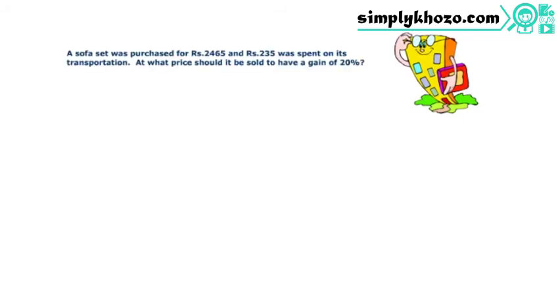Let's look at an example of a financial transaction. A sofa set was purchased for rupees 2,465 and rupees 235 was spent on its transportation. At what price should it be sold to have a gain of 20%? Total investment on the sofa set is equal to rupees 2,465 plus rupees 235, that is equal to rupees 2,700.